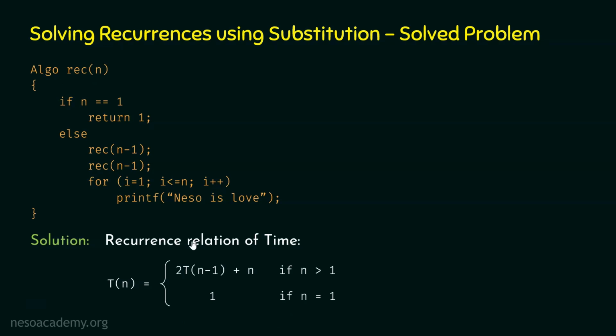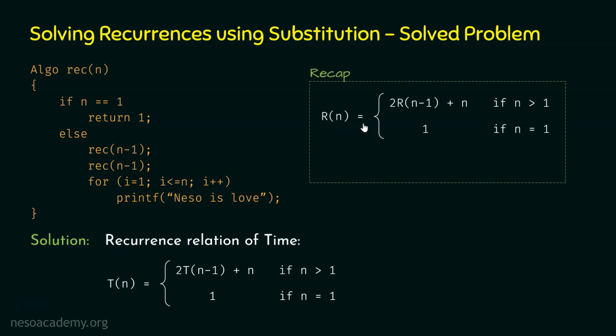So this is the recurrence relation of time for this algorithm rec(n). Now let's try to solve this recurrence relation. Have you ever seen this recurrence relation before? Something similar to this? If you recall, in problem number 2, we solved this recurrence relation: R(n) equal to 2R(n-1) plus n if n is greater than 1. If n is equal to 1, then R(n) is equal to 1.